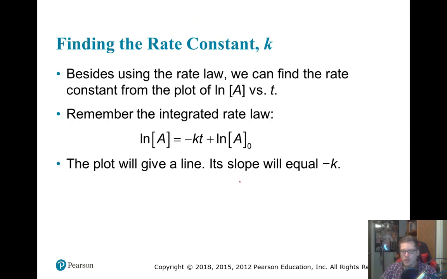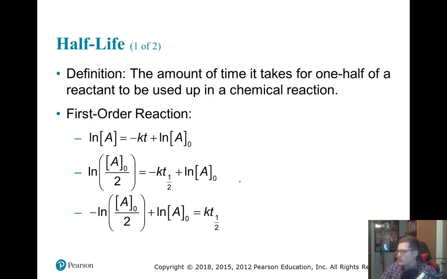So we can use this. This is essentially what we just said. If we take the slope, that slope would be equal to the negative k value. All right. We can also find the half-life.